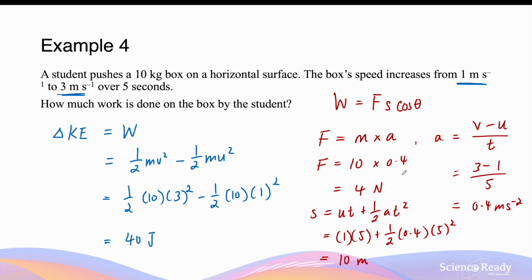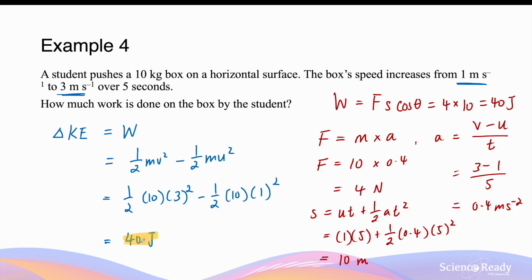Now in this case, we have to assume that the force applied is parallel to the displacement, which means that the cosine theta value here is 1, as theta is 0. So going back to our work equation, we can calculate the work now by multiplying the force, which is 4 newtons, by the displacement, which is 10, times cosine 0, which is 1. And this also gives us a value of 40 joules.